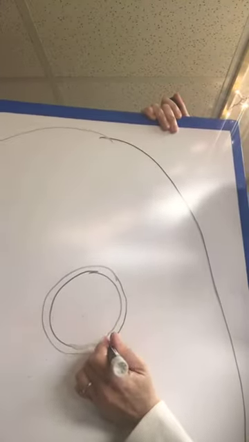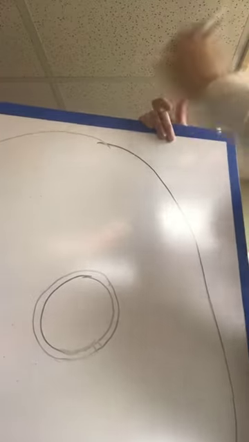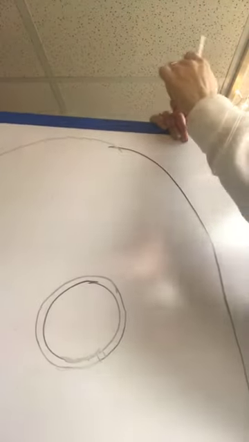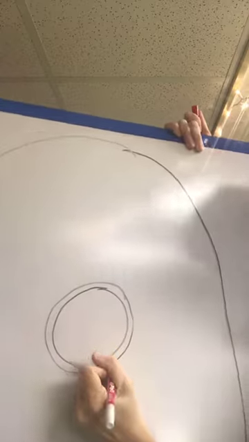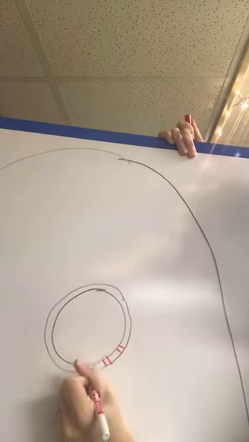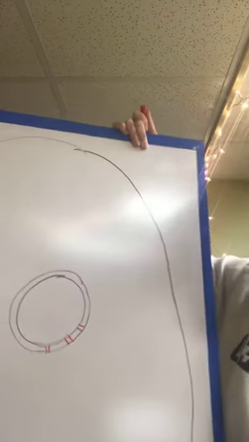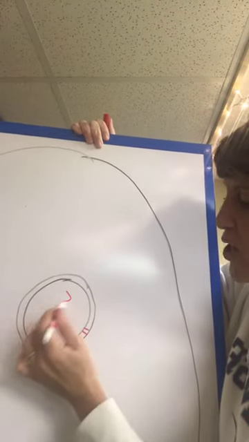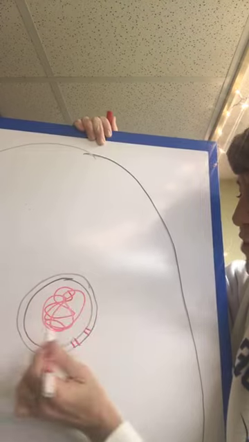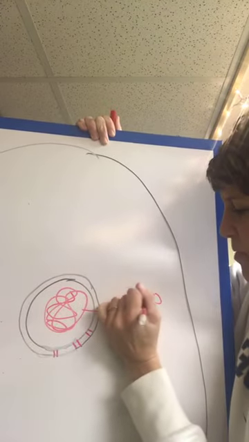So the nuclear membrane does have pores. Let me use some different colors here. The nuclear membrane does have pores, which are little openings. And they're pretty small, so they will let RNA out, but DNA can't get out. So here's my DNA. It looks all stringy. We call it chromatin.